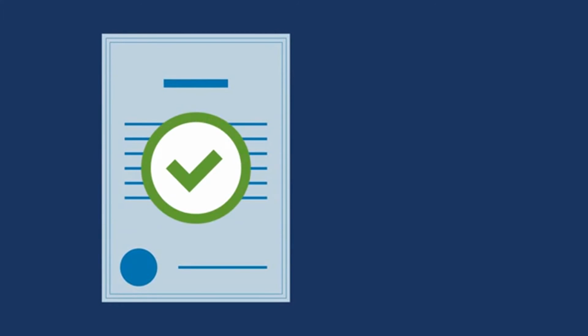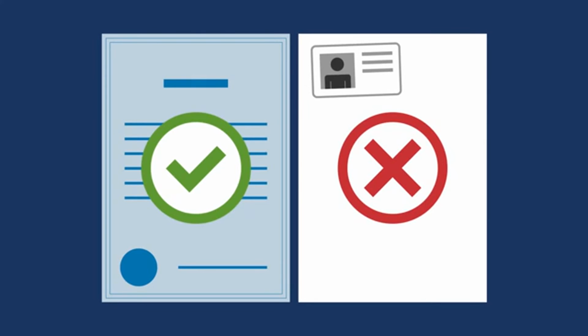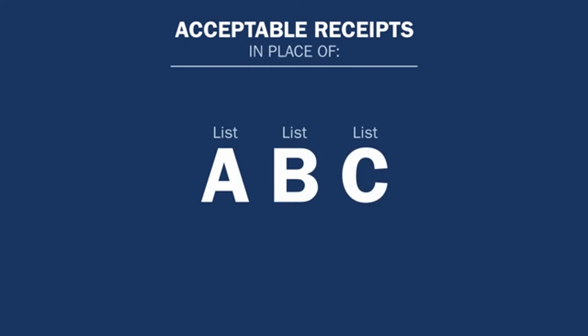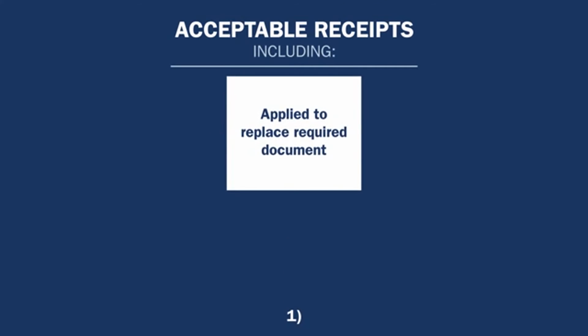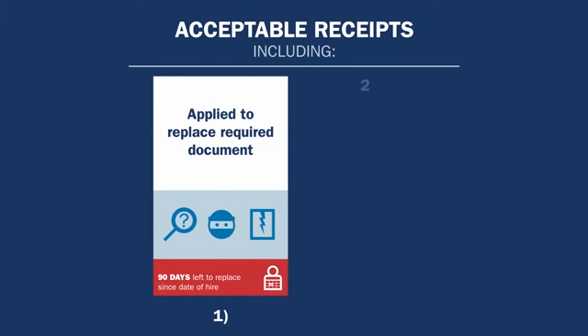Except for certified copies of birth certificates, no photocopies are acceptable. In some cases, employees can present an acceptable receipt in place of an actual List A, List B, or List C document, including 1. A receipt showing that they have applied to replace a required document that has been lost, stolen, or damaged. The employee must present the actual replacement document within 90 days of their hire date.